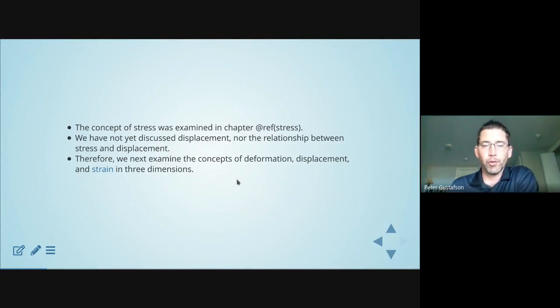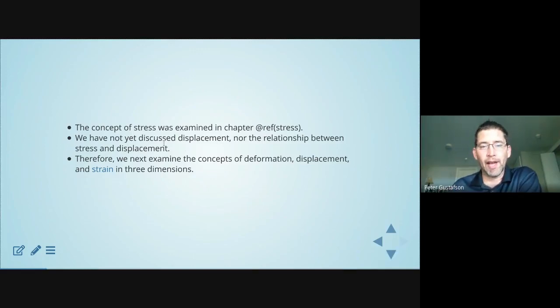Now we're going to look at strain ultimately in 3 dimensions. That's important. We're going to quickly realize that strain is also a tensor. It's going to have 9 components, 6 of them unique. We'll actually derive that again like we did for stress, although it's for a different reason.